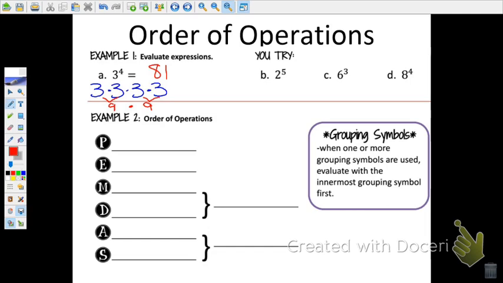32. 2 to the 5th power is 32. 6 to the 3rd power. Hopefully you're studying your squares and cubes. Then you should know this one. 216. And then the last one, 8 to the 4th power. This one takes a little bit more work.